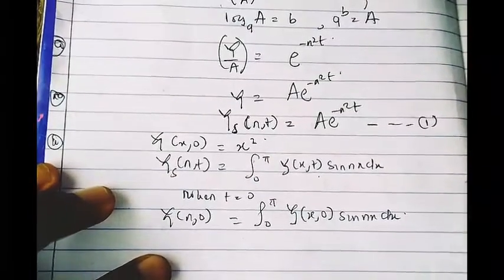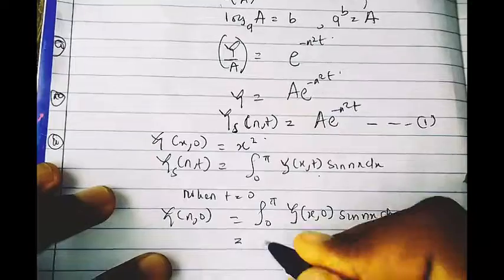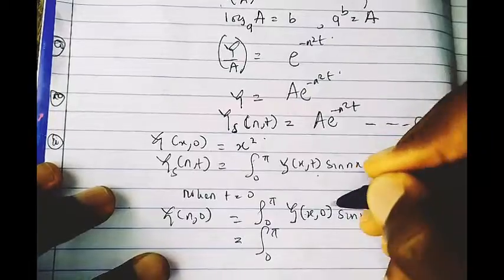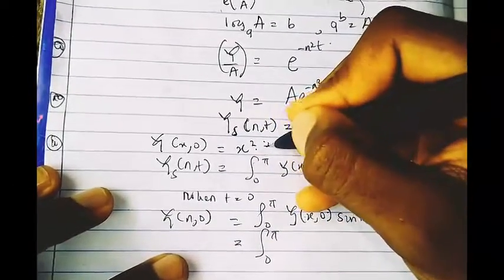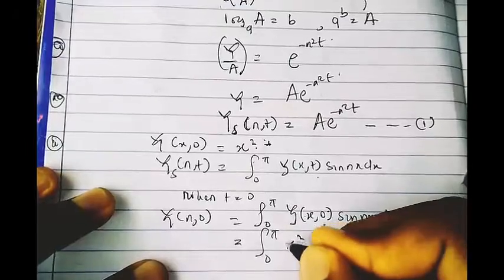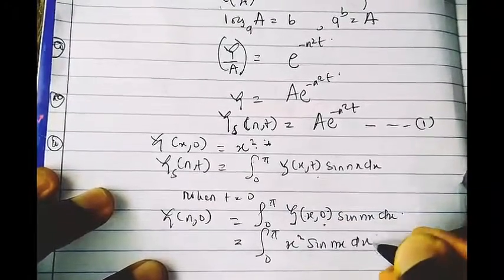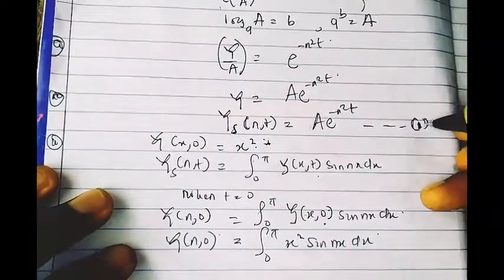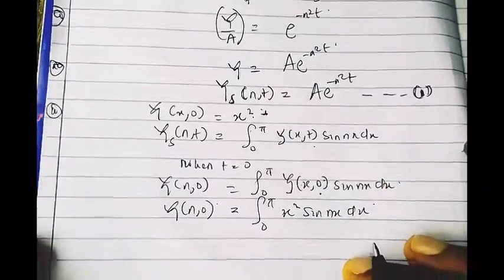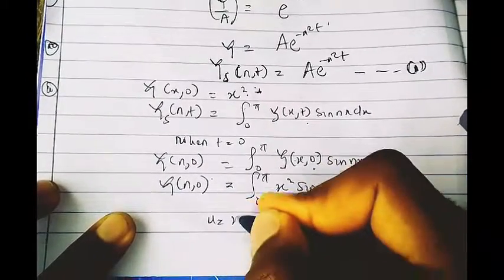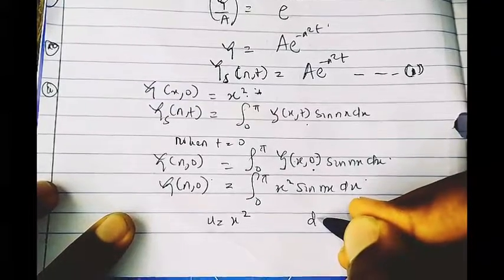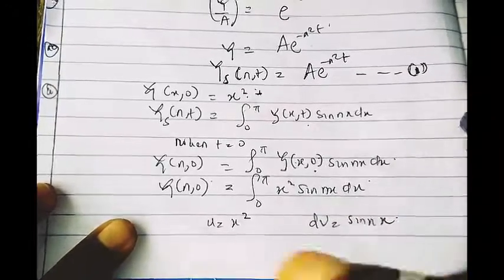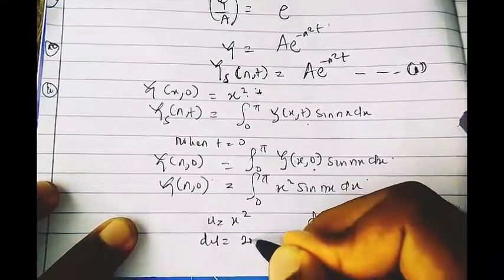So I'm left with the integral from 0 to pi. Now we said when t is equal to 0, y, which is a function of x and t, is equal to x squared. So substituting this, this is the integral of x squared sine nx dx. So this is y of n comma 0. We are still going to come back to this equation. Now we're going to solve this using integration by parts also. So u is equal to x squared and dv is equal to sine nx dx. Differentiating u, du equals 2x dx.